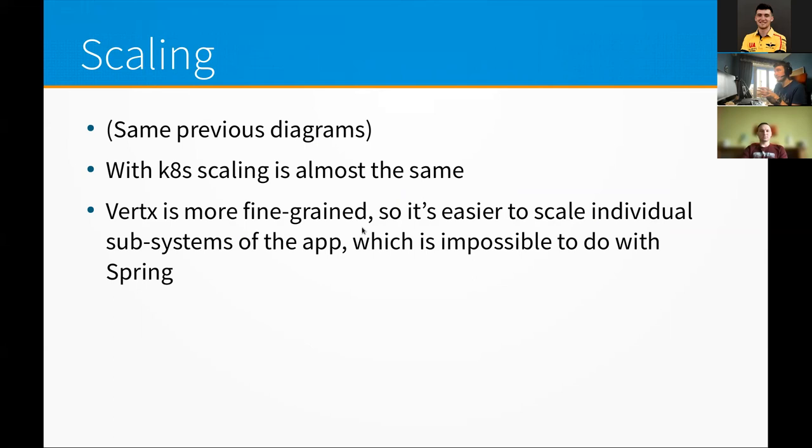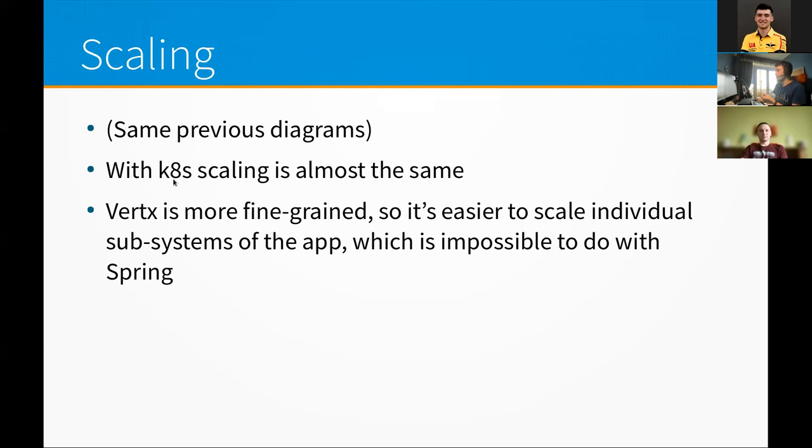That's of course not automatic, but per deployment you can scale your verticals inside the pod, fine-grained. I mean, you can fine-tune that scale. So you can scale individual subsystems of the app, which is impossible to do with Spring, or it is possible by manually dealing with thread pools and some of that kind.